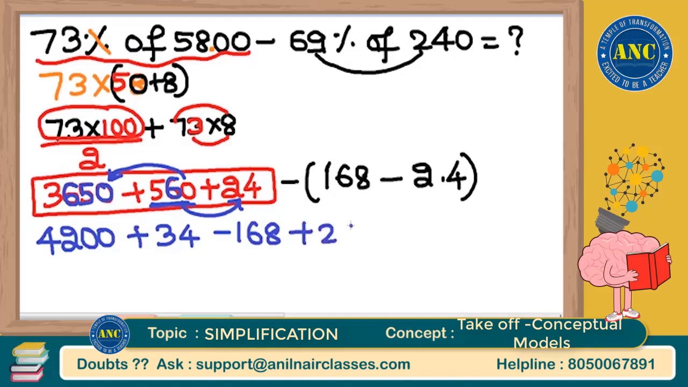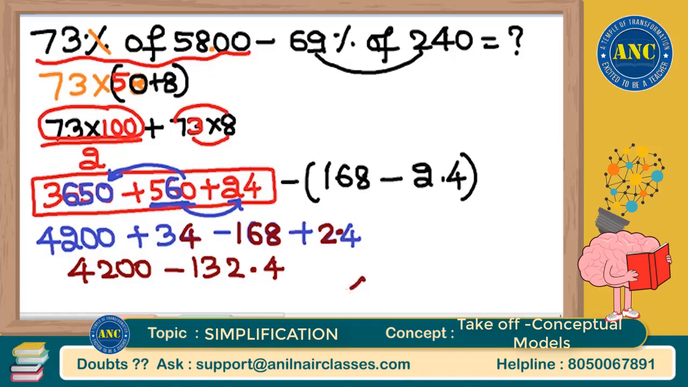Minus 168 plus 24. Can I again say like this, sir? Sorry, it is not 24, it is 2.4, right? Think logically. 34, or probably I can say like this, from 34, I will add 2. It becomes 36. From 168, if I remove 36, I will get 132. This 0.4 I will keep as it is. It is 4200 minus 132, and that 0.4 I will write as it is.